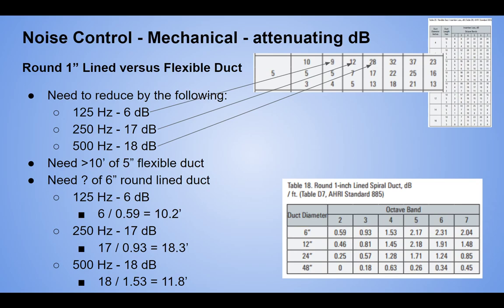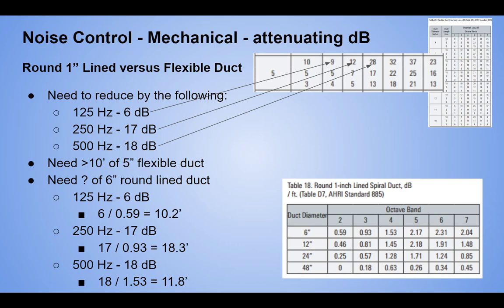Well, it depends on what we're trying to accomplish. So if we're just trying to get rid of 125, we still need 10 feet. And something to note, solving the problem at 125 and 500 with flexible duct is a lot less expensive than trying to get 6-inch round duct up there. This is a lot harder to fabricate and install. With flexible duct, you just connect it to the branch outlet and then connect it to the inlet of the diffuser, and you're good to go.